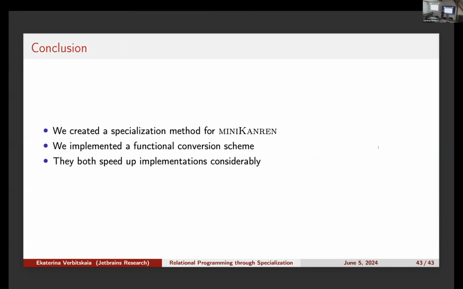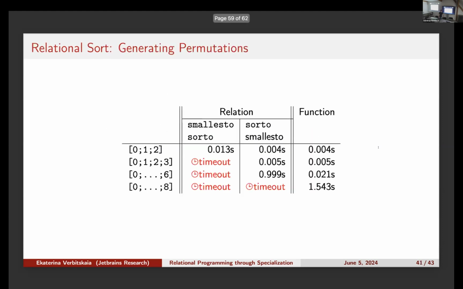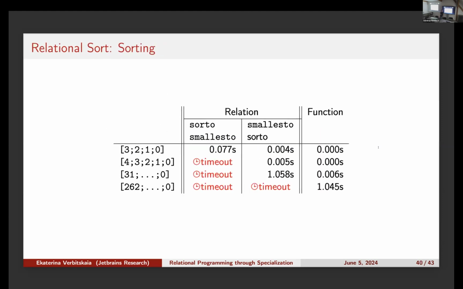So in conclusion, we created some specialization methods for miniKanren. We also created one other, or I would say two others, specialization methods for miniKanren that work better for some particular programs. We also implemented the functional conversion scheme. Combining them brings us the best results. We get some speedups. Of course, they are not as great as we would expect. You could see here probably that we can only sort lists of hundreds of numbers and not more. And it's of course not very nice. But at least we got some improvement to the miniKanren search.